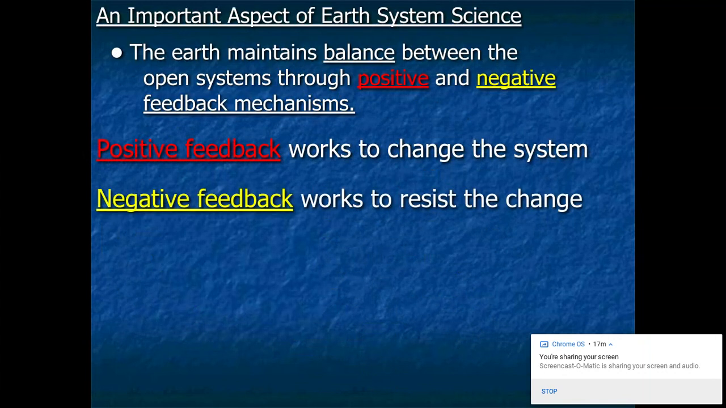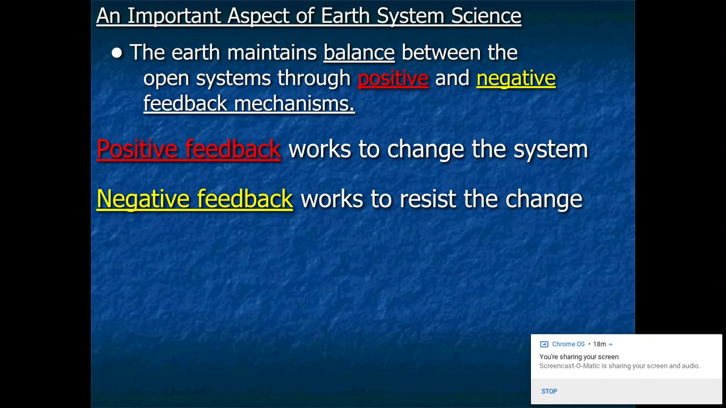And this would be what we call a negative feedback mechanism. A negative feedback mechanism works to resist the change. And so by the interaction between the positive feedback, where it works to change the system, and it's counteracted by the negative feedback, where it works to resist that change, that ends up allowing a balance to take place between the open systems.